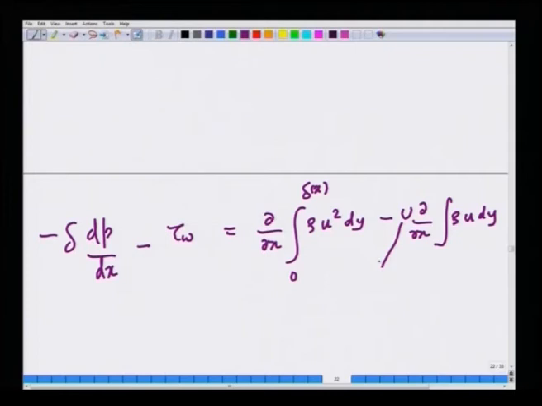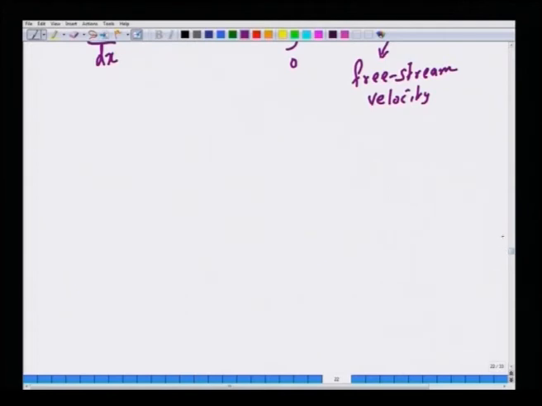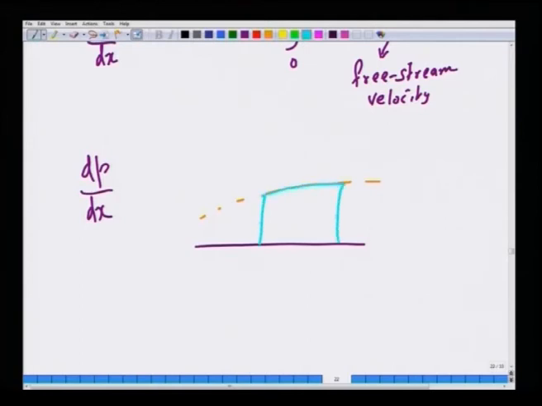Capital U is the free stream velocity outside the boundary layer. Now, dP dx is the pressure gradient within the boundary layer. Suppose this is our CV, this is the edge of the boundary layer, and dP dx is the pressure variation within the boundary layer. But since the boundary layer is very thin, usually the pressure gradient that is outside gets impressed upon the pressure gradient within the boundary layer.